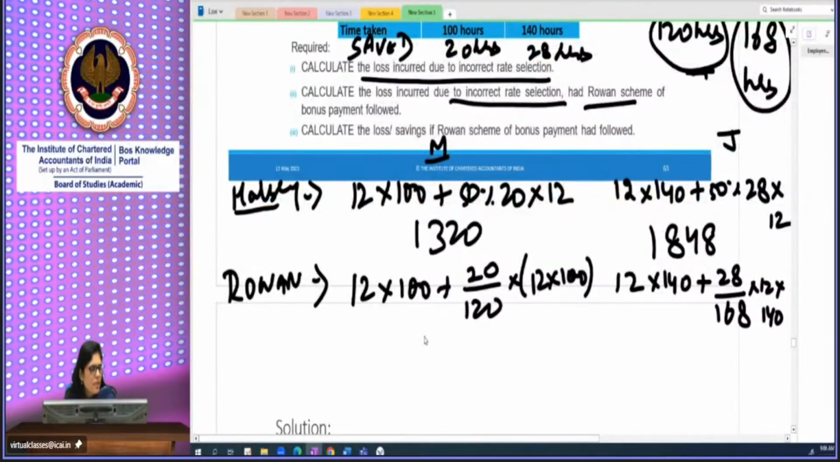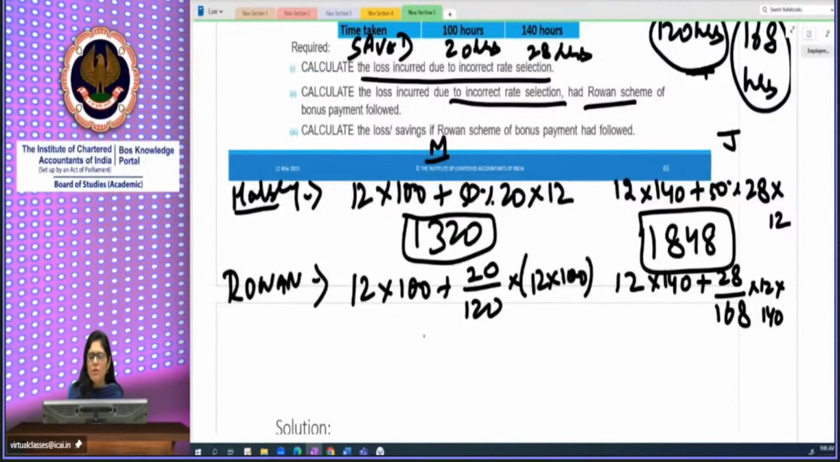Yes, very good. Its total is coming 1320 and 1848. 1320, 1848. Now calculate it under the Rowan. I have just structured it. You just have to calculate and do it on your own also, so that you understand.